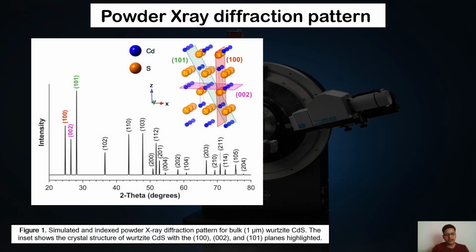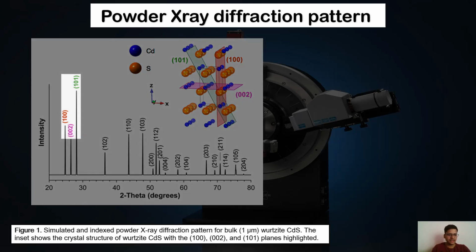Now for PXRD, here we have taken the example of wurtzite CdS. You can see the 100 plane, the 002 plane, and the 101 plane. These are the most intense planes that we have taken. So if we do PXRD of the CdS nanoparticles, these are the most intense peaks that we will see.